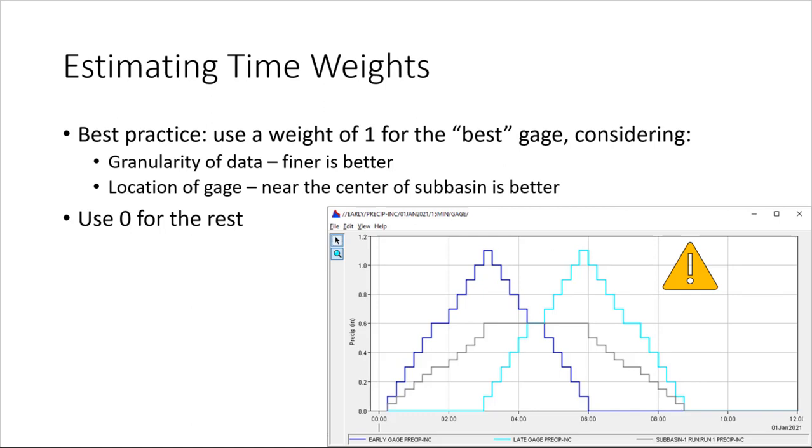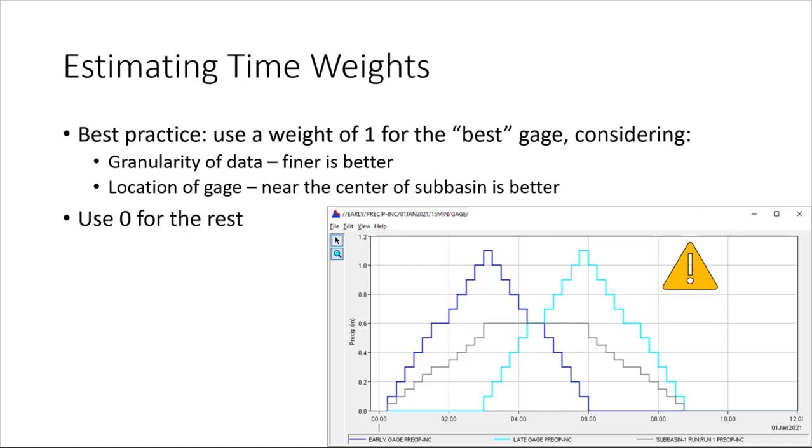For time weights, the best practice is to not average together gauges to get a time pattern. If your precipitation stations have different time resolutions, for example, one at daily level and one at hourly, consider choosing the one with the finer time step to give you better estimates for the precipitation at shorter time steps. Also consider the location of the stations. If you have one near the center of the subbasin, it probably represents the rainfall inside the subbasin better than ones outside of it. The effective time averaging is shown in the graph.